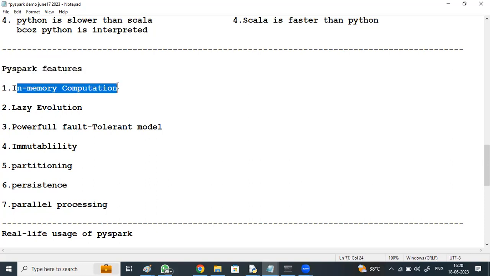In-memory computation means storing the data and processing the updates. Everything happens within the memory level, the RAM level. That's why we see very high speed in Spark as compared with other technologies.